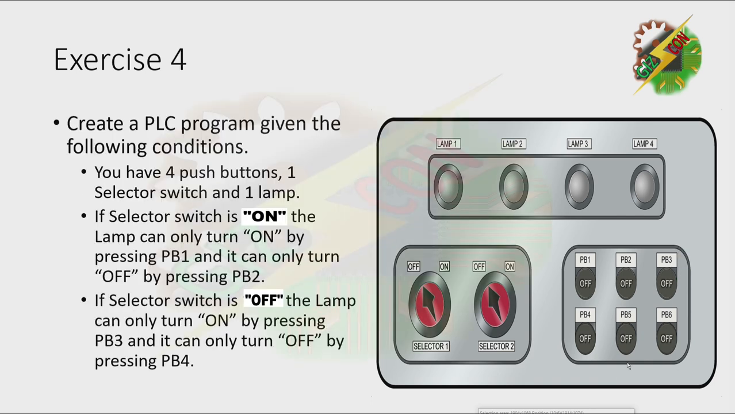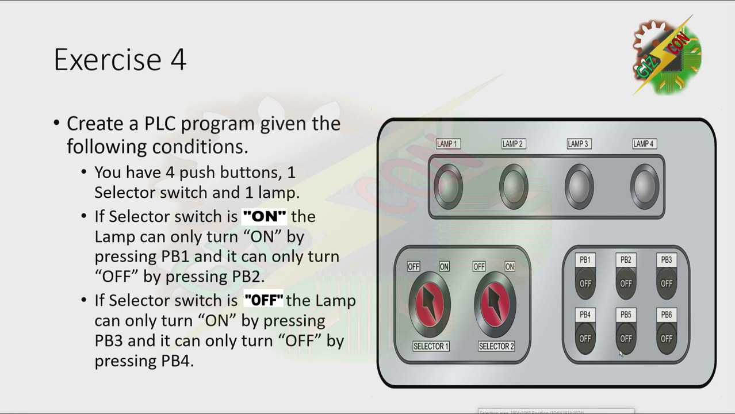Now let's have exercise 4. Create a PLC program given the following condition. You have 4 push buttons, 1 selector switch, and 1 lamp. If selector switch is off, the lamp can only turn on by pressing PB3 and it can only turn off by pressing PB4. If selector switch is on, the lamp can only turn on by pressing PB1 and it can only turn off by pressing PB2.